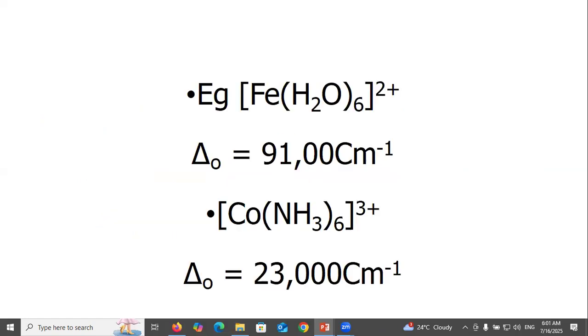For example, hexaaquairon(II) has delta naught of 9100 per cm, and hexaamminecobalt(III) has 23,000 per cm.